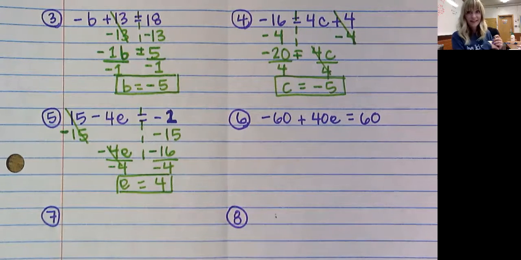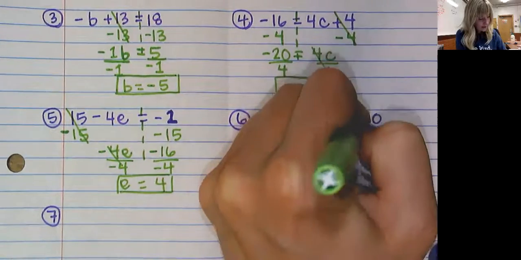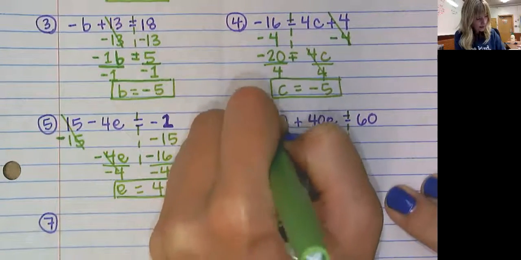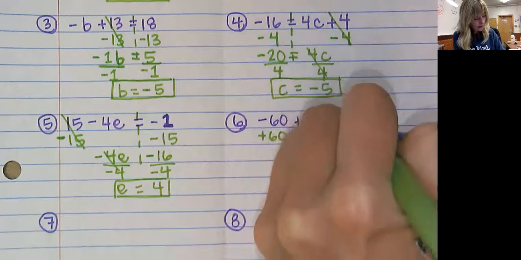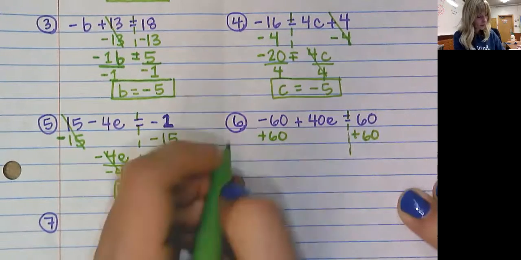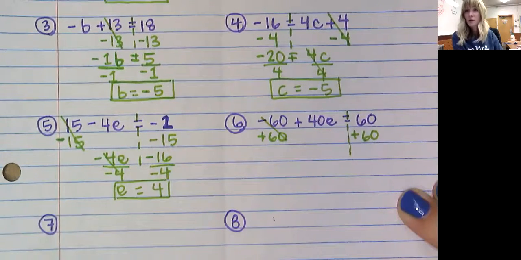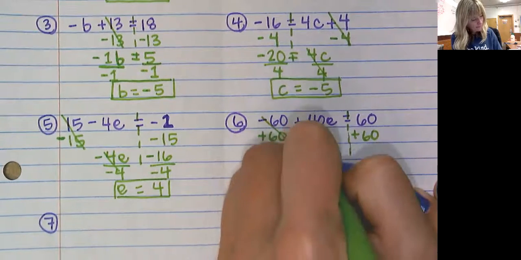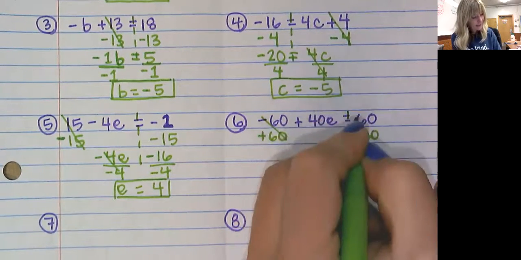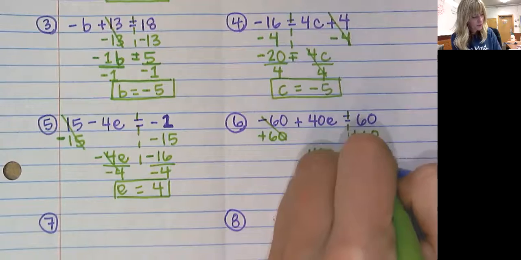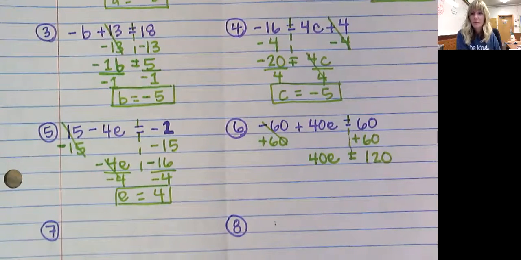Did you start like this? Plus 60, plus 60. Did you do that first? That's the one that should turn to 0. And then you have 40e equals 60 plus 60, which is 120.